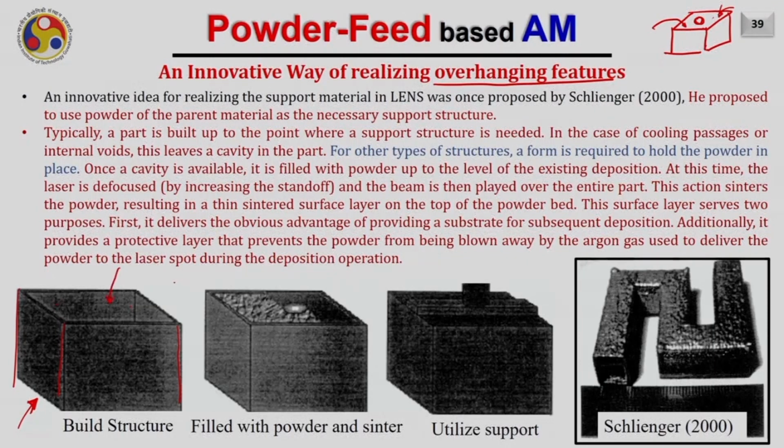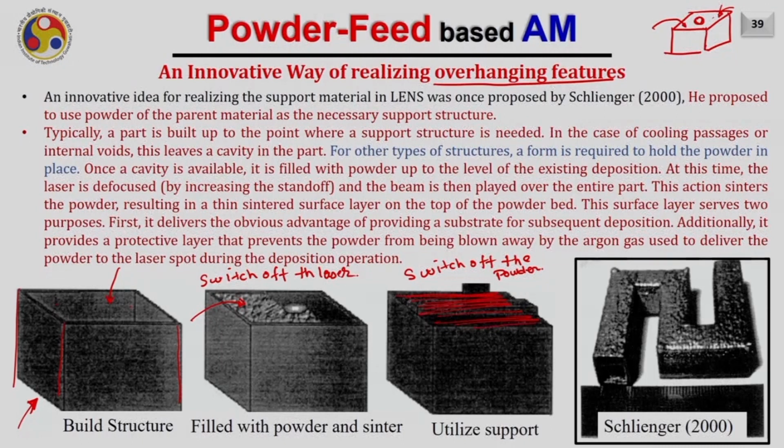So what we'll do, we'll just switch off the laser and just feed the powder into the cavity. So this is the feeding of powder into the cavity. So now what it will look like, a bed of powder after filling the cavity. Then in the next step you switch off the powder delivery nozzle and only keep the laser switched on, and then sinter the top layer. Do not melt it, just sinter it.